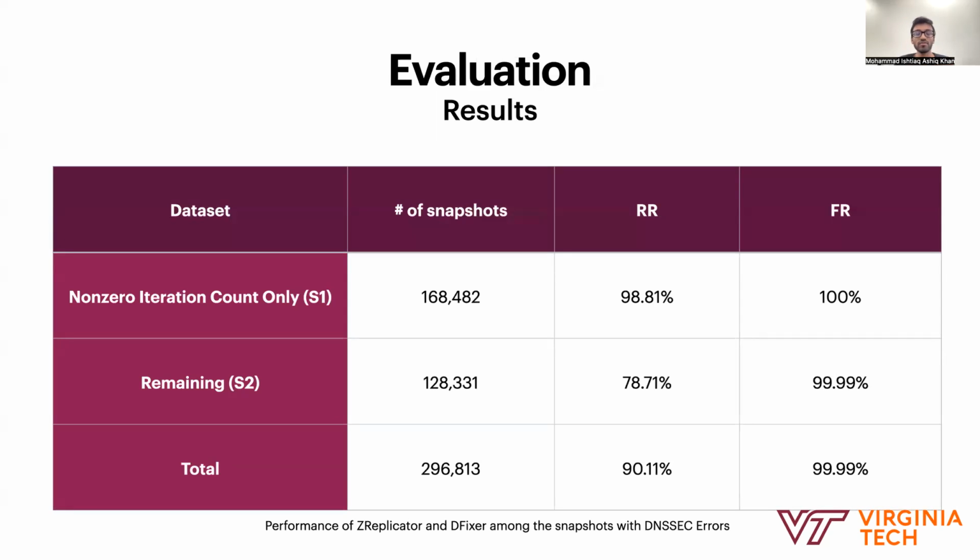If we recall the error distribution, we have a very highly skewed non-zero iteration count error. So as not to skew the results, because fixing that is really easy, we divided our results into 2 subsets. One is the snapshots that have only the non-zero iteration count error, and the other is the remaining subset with more complex combinations of errors. And as you can see, we have around 79% replication rate and almost 100% fix rate. That's a very high fix rate, and also a very high replication rate. For the zones that DFixer could not fix, it was because the parent zone had errors. So the parent zone had to be fixed first before you come to fix the child zone.